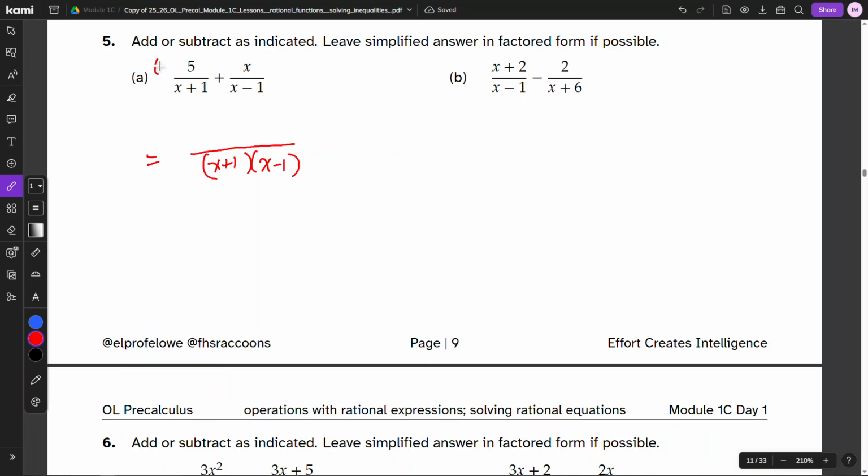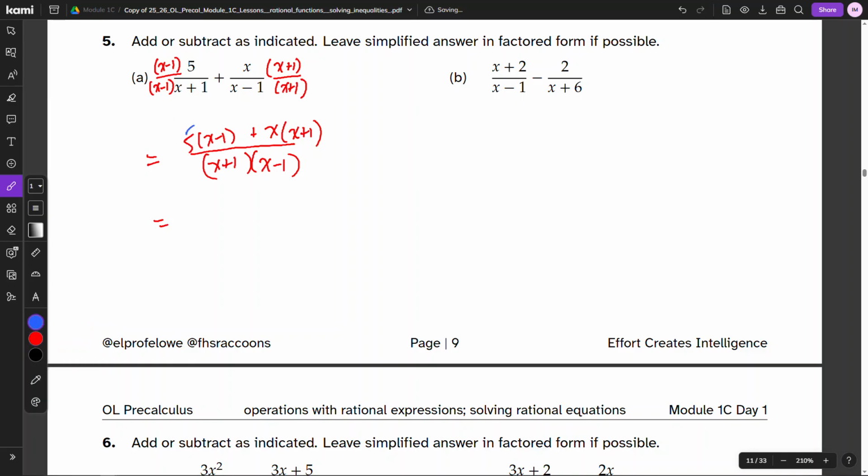So here on this side, to have the common denominator, this piece would be multiplied by x minus 1 and x minus 1, which is effectively multiplying by 1. On this side, we multiply by x plus 1 and x plus 1, so that's my common denominator. So I'm going to have 5 times x minus 1 plus x times x plus 1. The denominator I'm not going to multiply out, but the numerator I will.